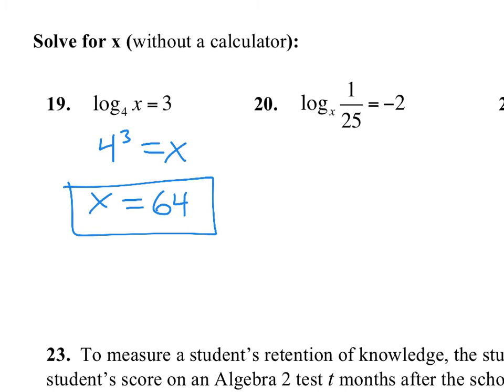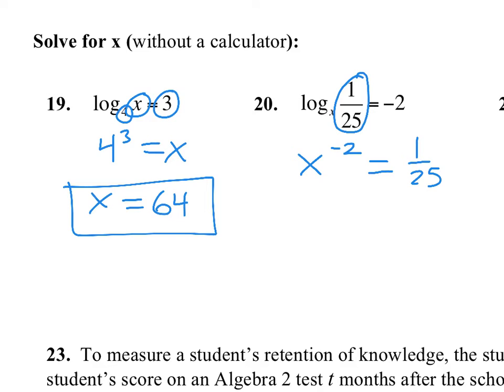Okay, for 20, rearrange it. The base is x, the exponent is negative 2. This number is actually called the argument. The argument is 1 over 25. So you have base, exponent, argument.